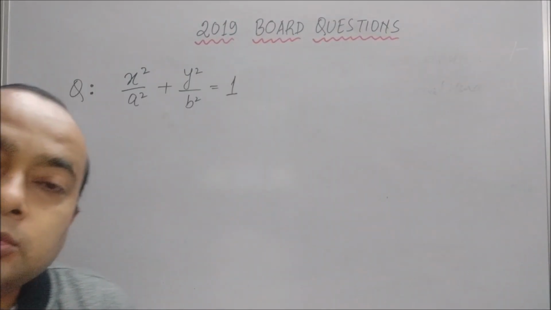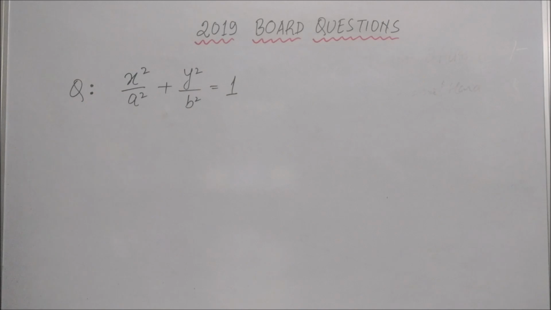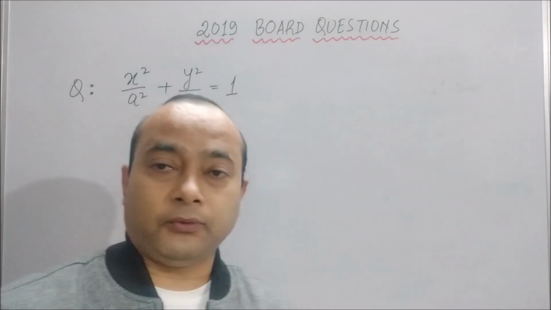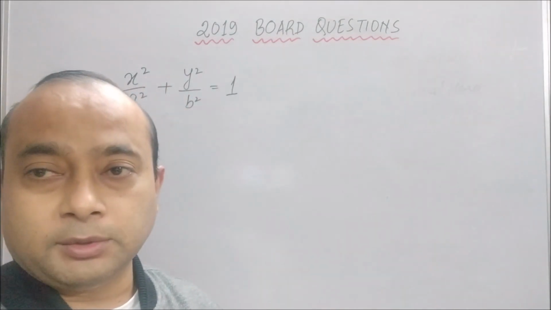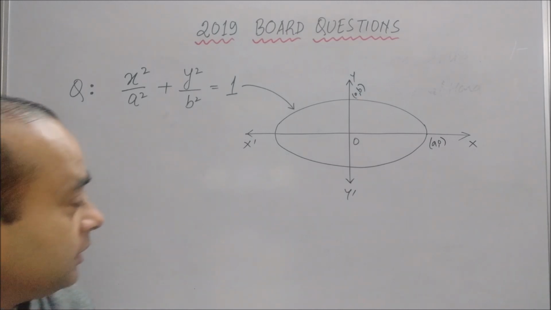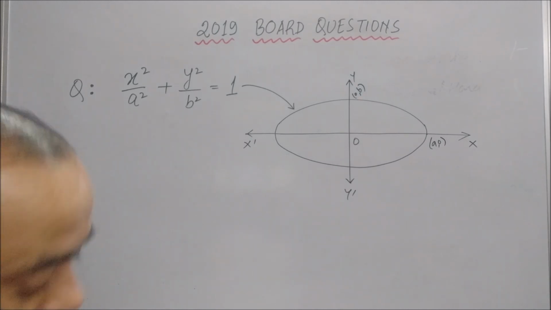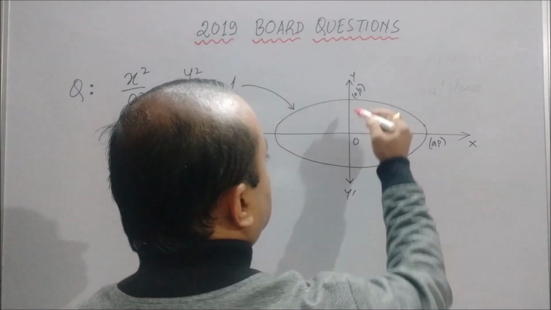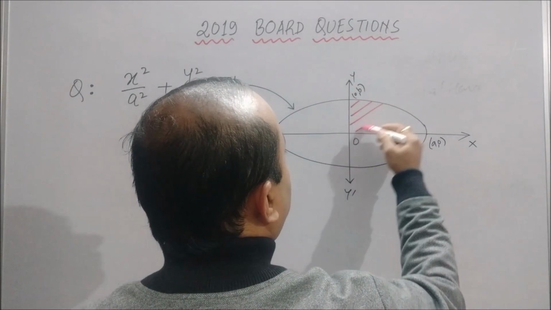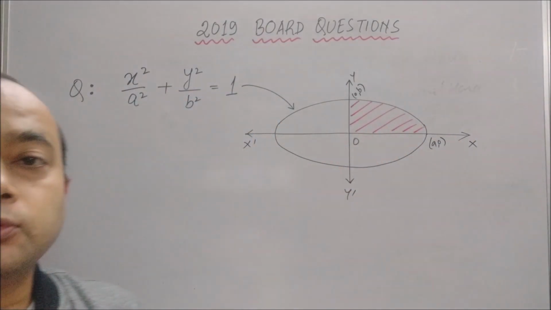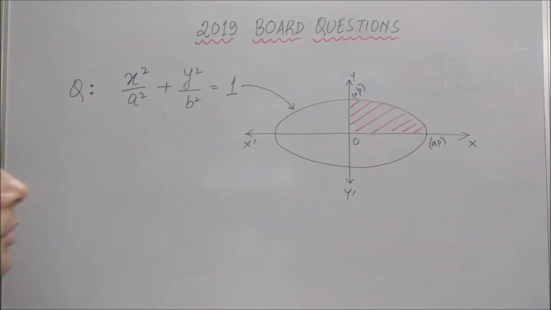Next question of 2019 is the question where you have to find the area of this ellipse using integration. So what we are going to do, first we will draw the diagram of an ellipse. So this is the diagram of the ellipse. So what we are going to do, we will first find out the area of this shaded region by using the formula of integration of area, and we will multiply it with 4. So how do you go about it?